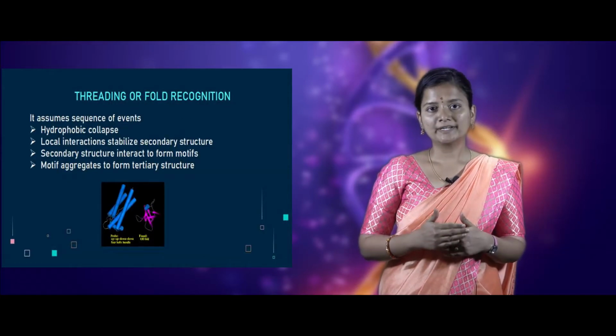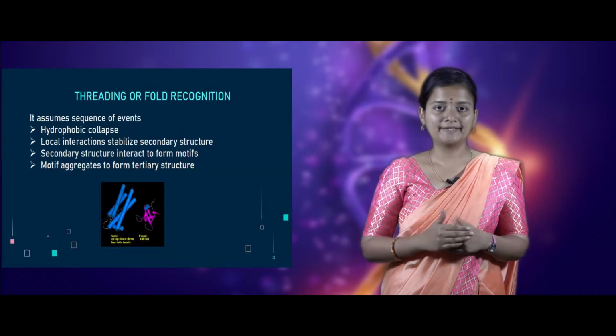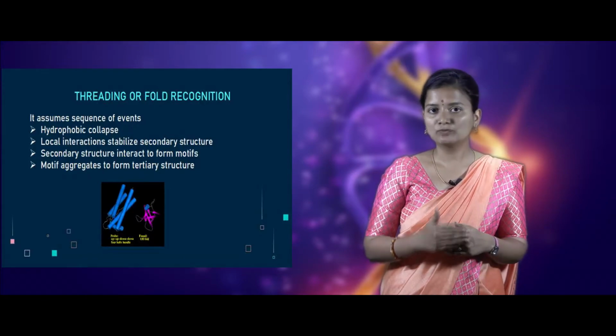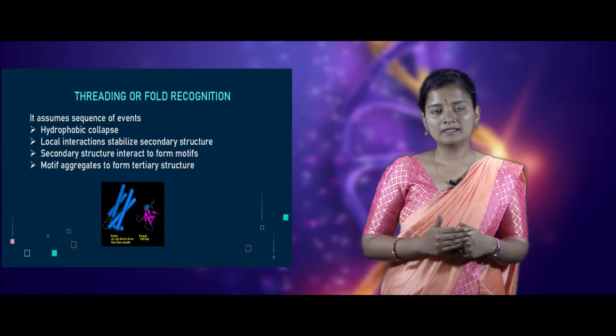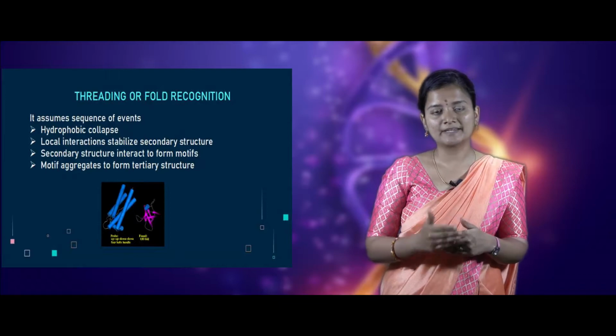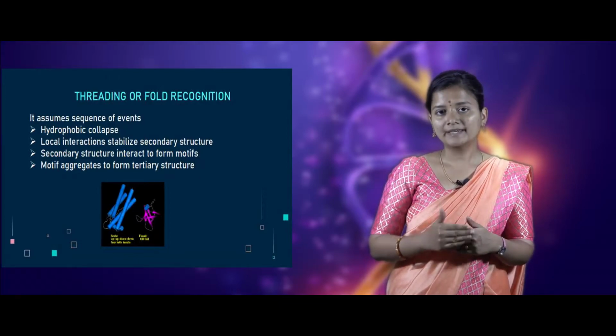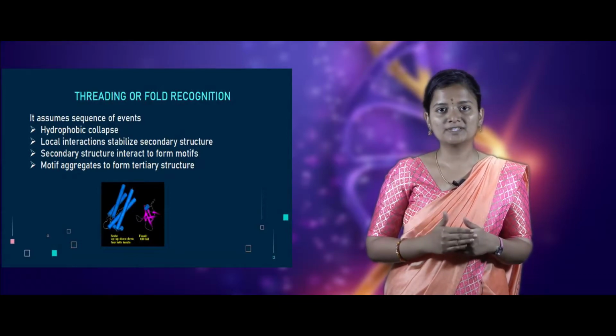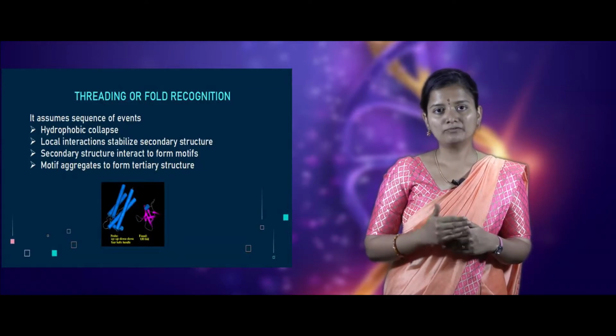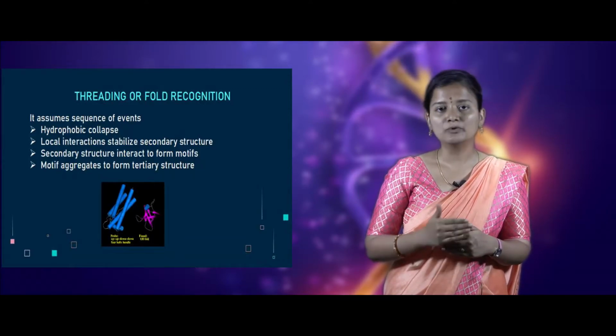Generally, the fold recognition method follows four main criteria. The first one is hydrophobic collapse. The second one is local interaction, which stabilizes secondary structure, and then secondary structures interact to form motifs. Finally, the motifs aggregate to form the final protein structure.